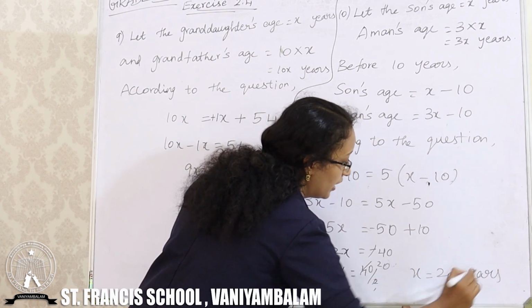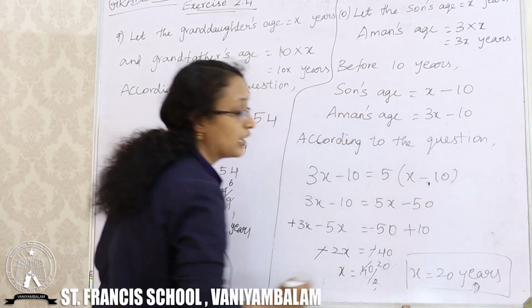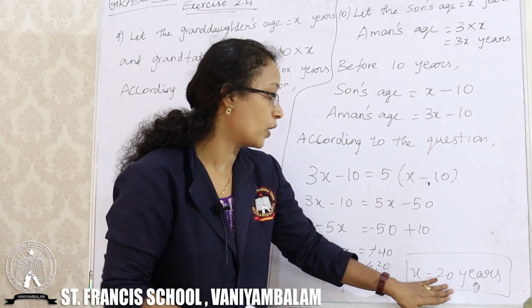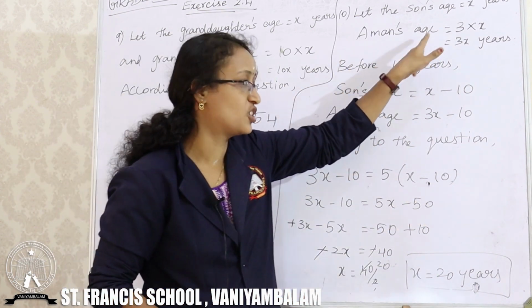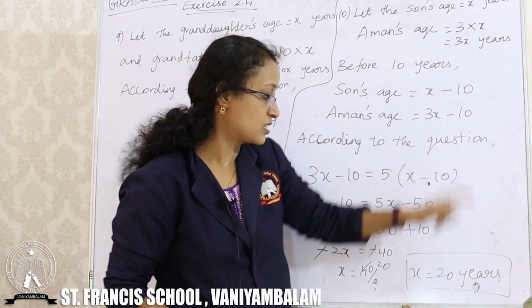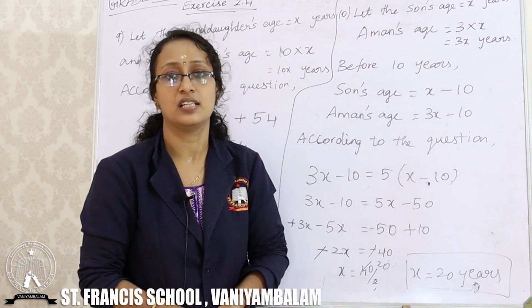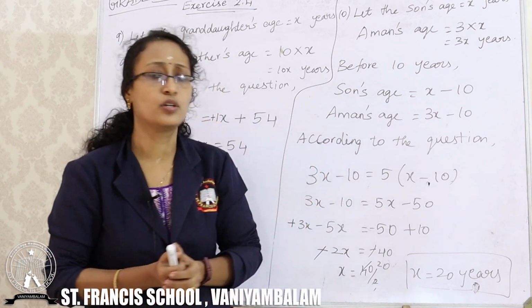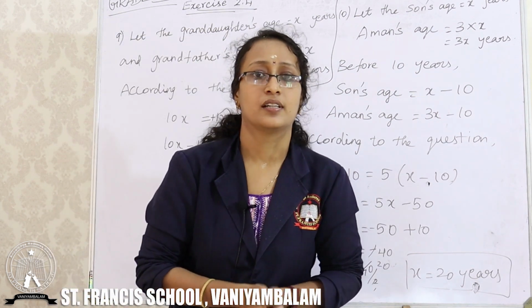You have to find the age of son and father. Son's age is 20 years. What will be the father's age? 3 into x. So 3 into 20 is 60 years. This is how you will solve the age problem, right?